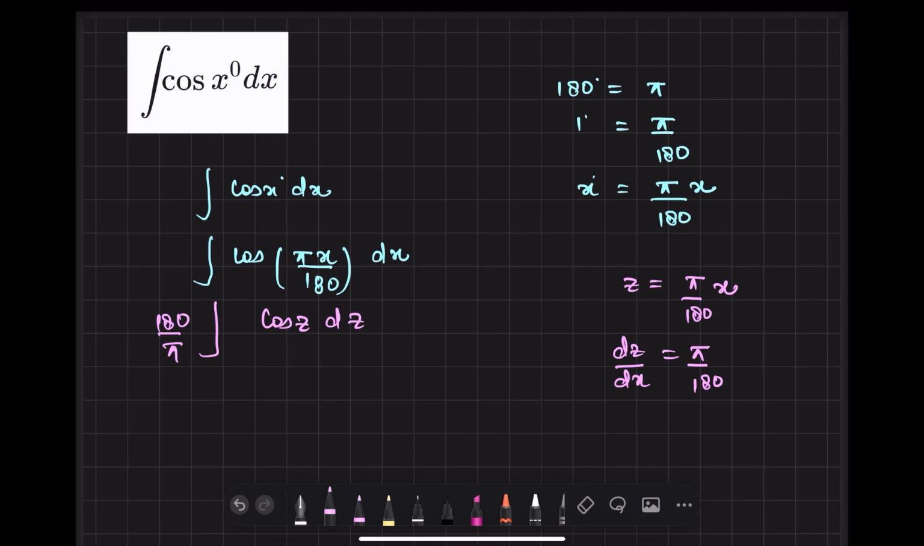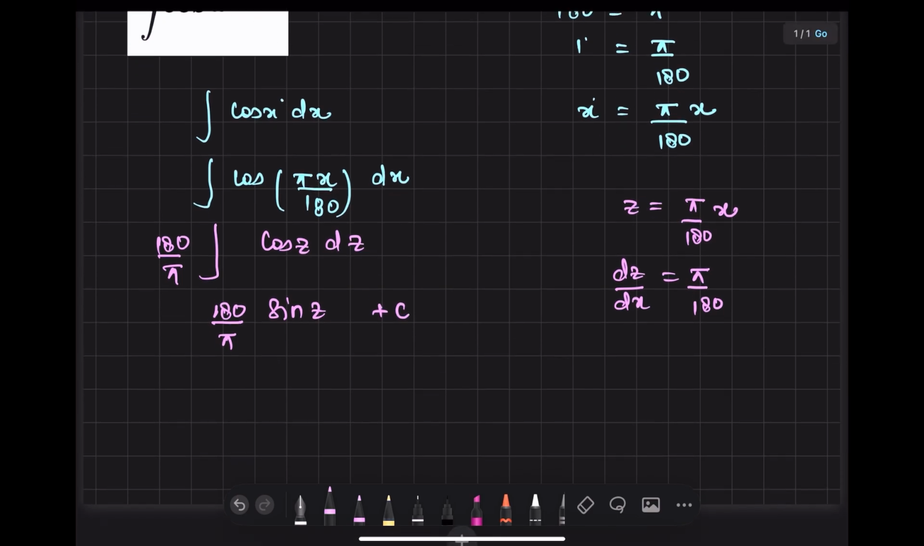Okay. So look at the idea. So the idea is, now what we have to do? We have to do integration of cos z. So integration of cos z is sin z. Done. 180 by pi plus integration constant. Now you know that you have to write the answer in terms of x. Now replace your z. 180 by pi sin z, z is pi x by 180, plus integration constant c.